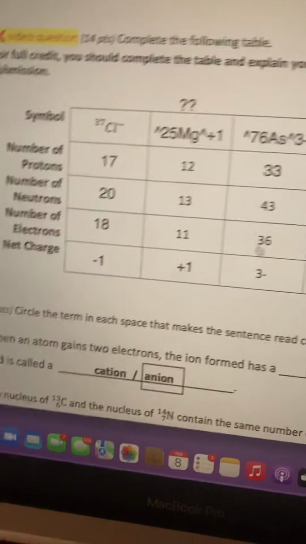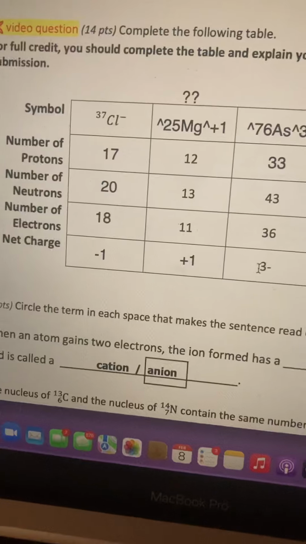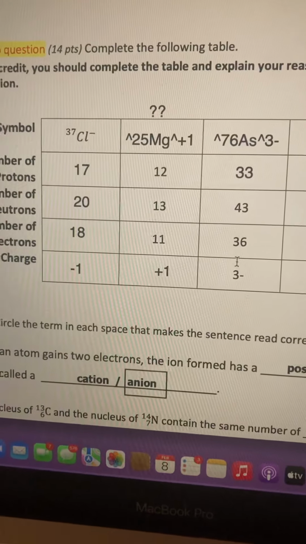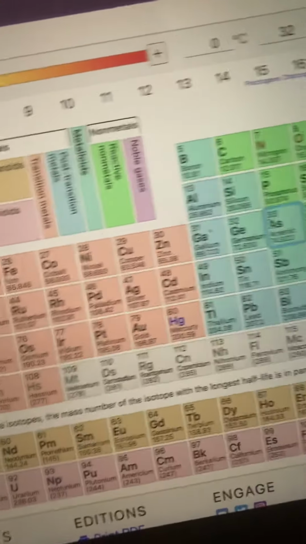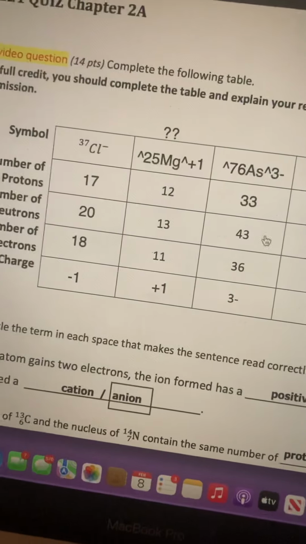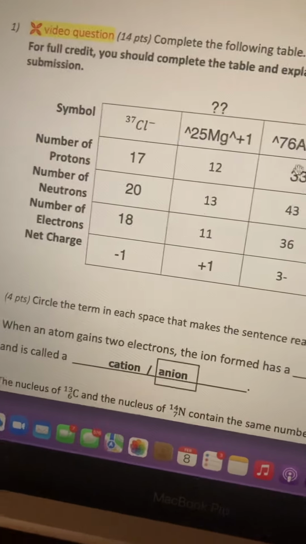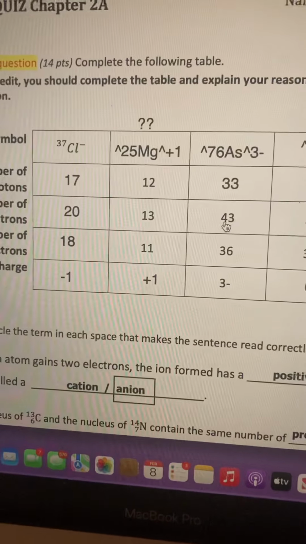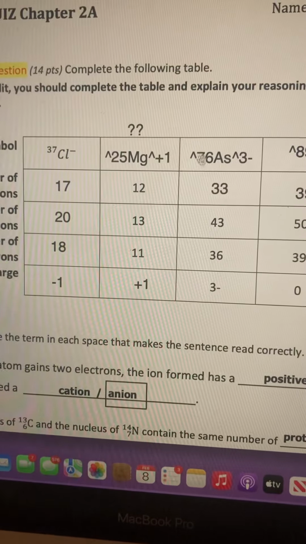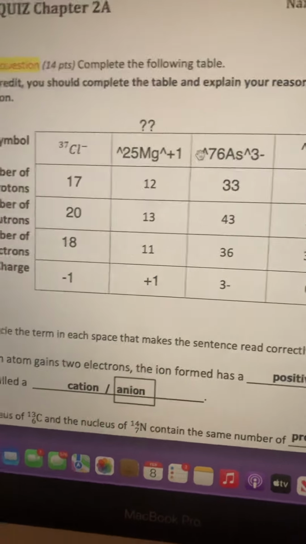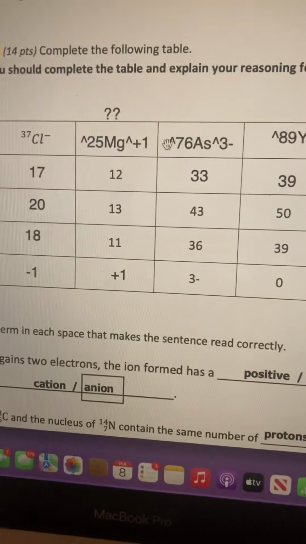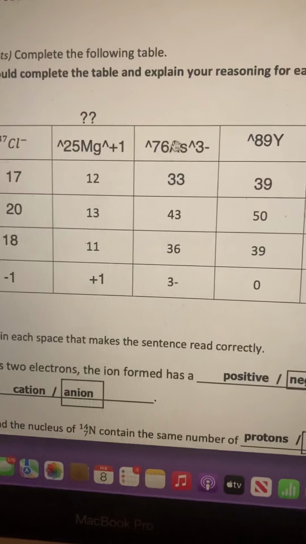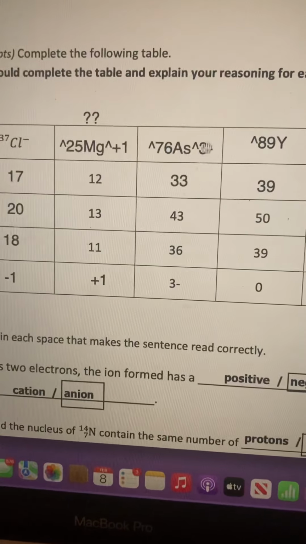36 electrons were given, and a net charge of 3 minus was given, meaning there'd only be 33 protons. 33 is arsenic. So 30 plus 43 is 76. For the AMU, and -3 charge.